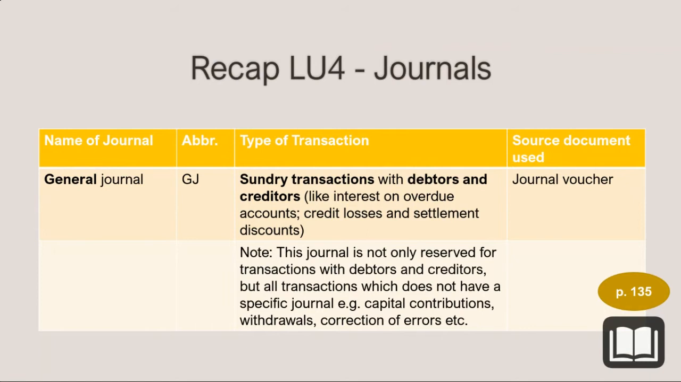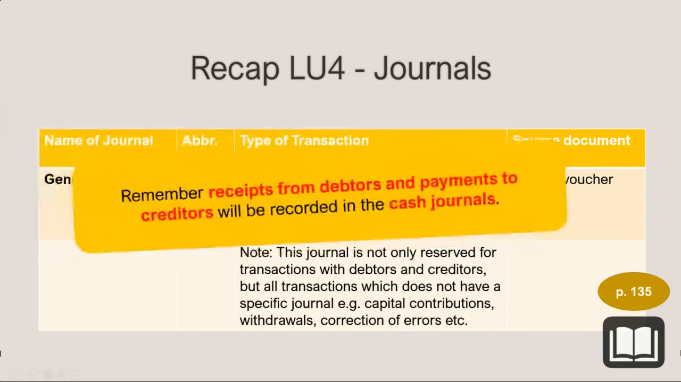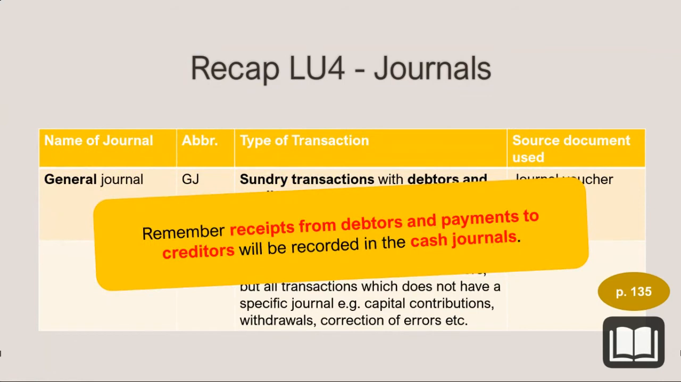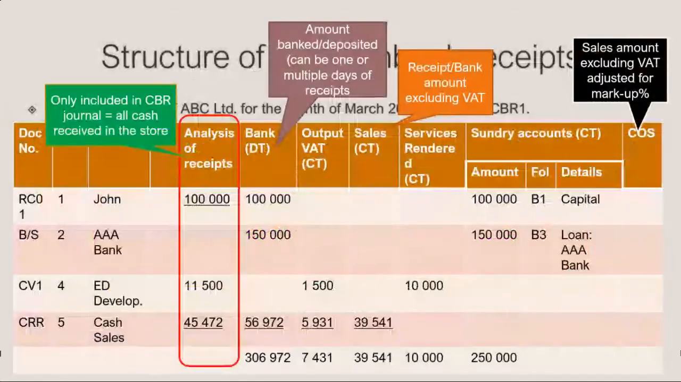Okay, so let's move on then. Just one thing I want you guys to remember is that the receipts from your debtors and the payments to your creditors, you will always record it in your cash journal. You do not show it in your creditor or your debtors journals. That will still go into your cash journal because it is a physical cash payment or cash receipt. So that's just very important to remember, because a lot of students last year did that incorrectly.